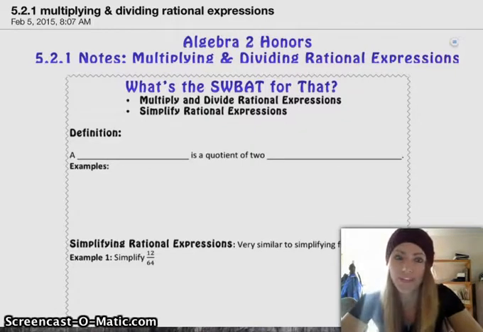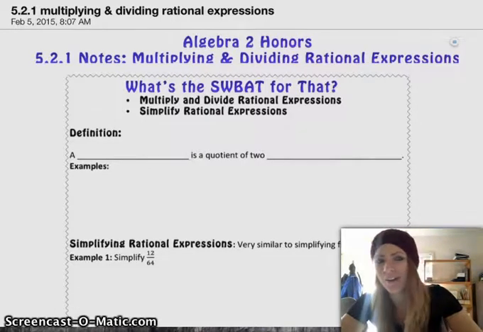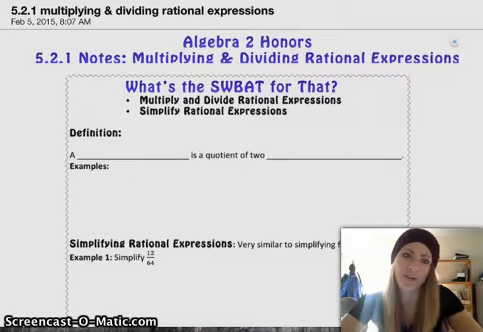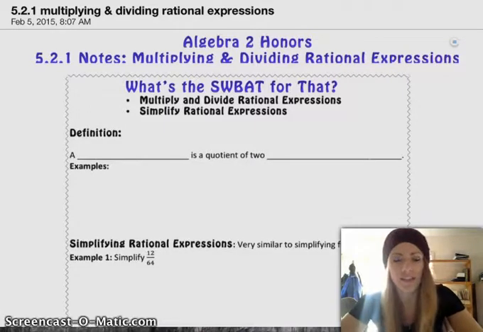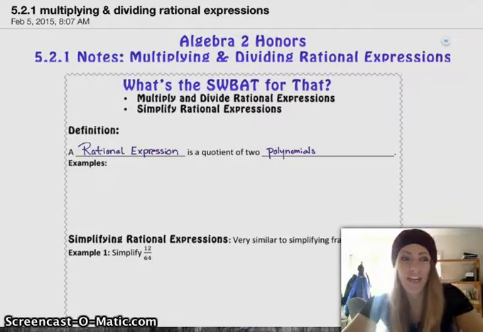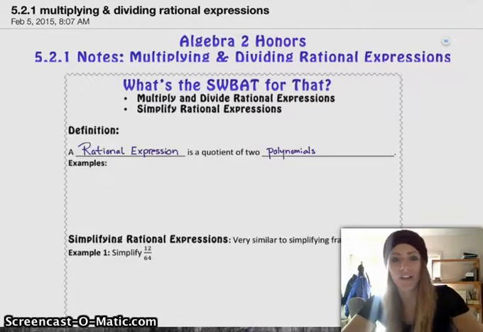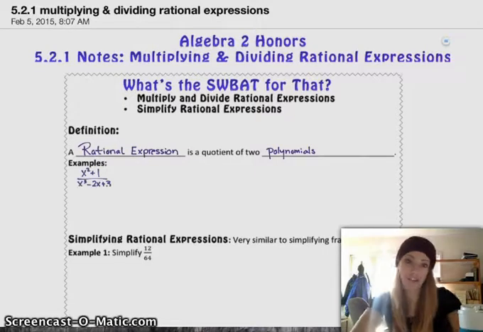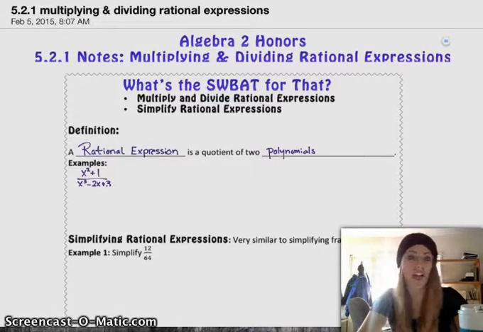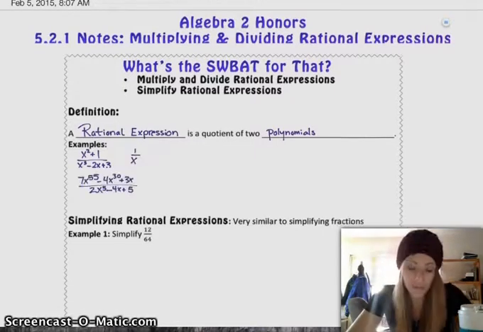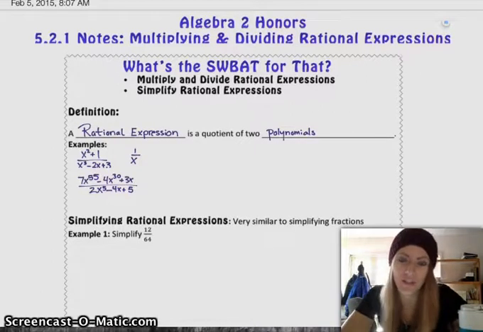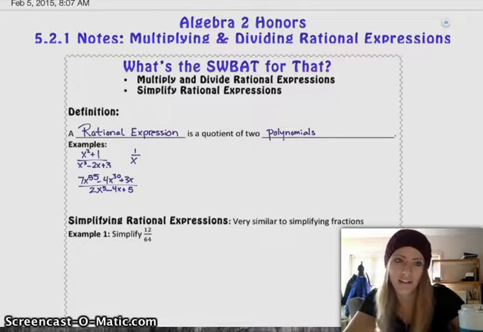Remember what a polynomial is? x to a power plus x to another power plus, okay, you get the point. One example might be x squared plus 1 over x cubed minus 2x plus 3. An even simpler example might be 1 over x. What about something crazy like 7x to the 55th minus 4x to the 30th plus 3x all over 2x to the 5th minus 4x plus 5?